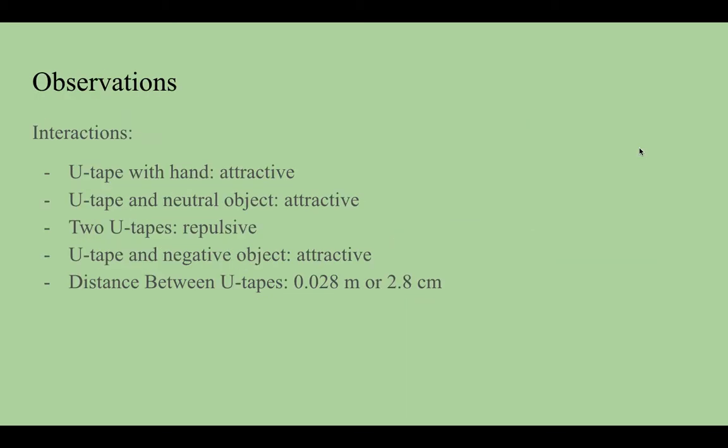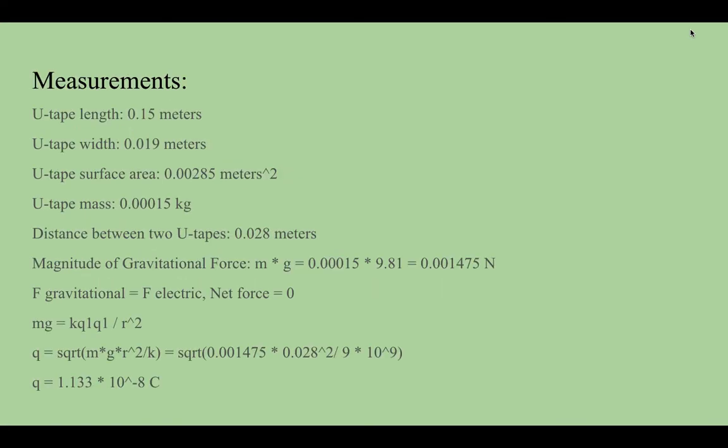Some observations between the different interactions: the U-tape with a hand was attractive, the U-tape with a neutral object was attractive, two U-tapes were repulsive, and the U-tape and a negative object was attractive. The distance between the U-tapes to make the other U-tape float was 2.8 centimeters, or 0.028 meters. With these interactions, we can conclude that the U-tape was positive.